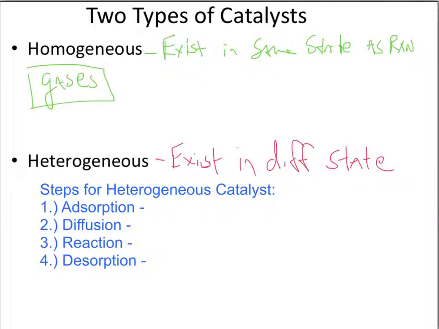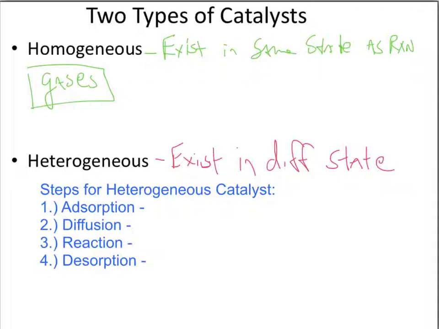Or if all my reactants were solid, my catalyst would be a gas, right? So whatever it is, the state of matter is different for these. And so here's the 4 basic steps that we've got for a heterogeneous catalyst. And this is really talking about if my catalyst is in the solid state and everything else is either in a liquid or a gas state, which is the most used or most seen use of a heterogeneous catalyst. So the first one is adsorption.